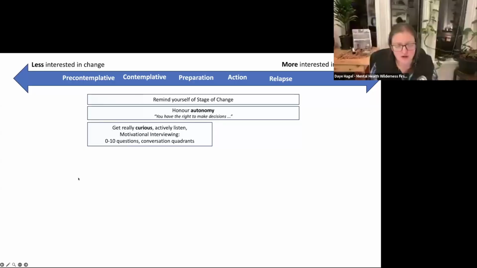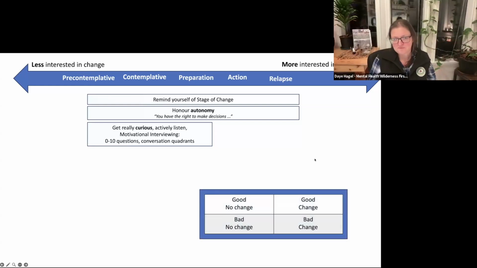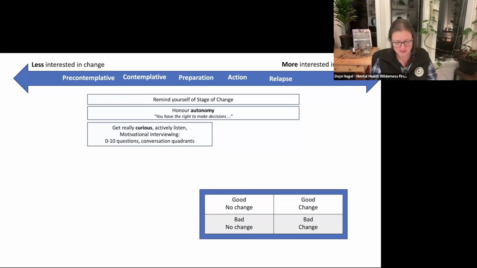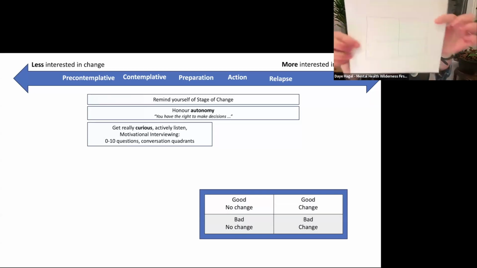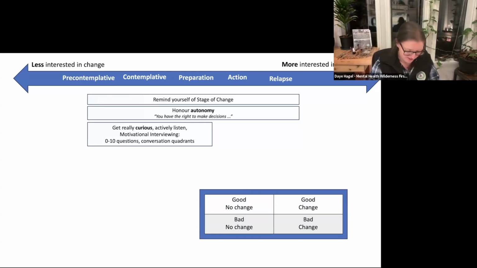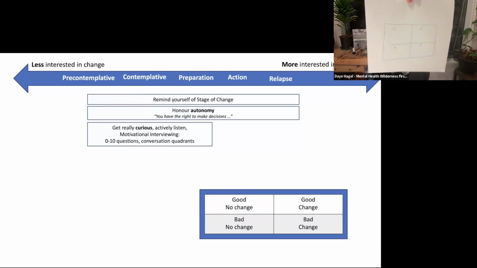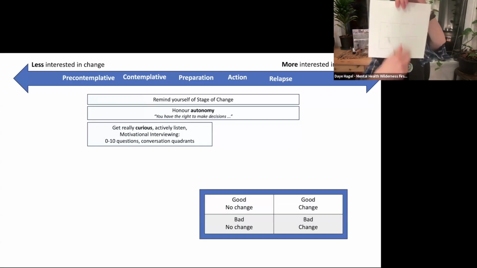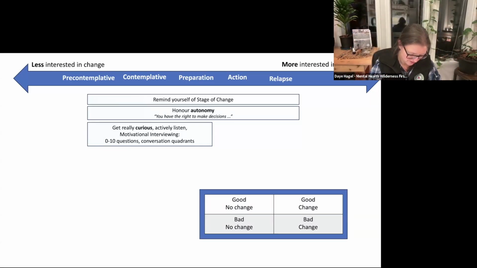Another thing that we could do with our conversation topics are quadrants. This is something called conversation quadrants, where you can sketch this out if you have a piece of paper in front of you, because if you do that, it'll get in your muscle memory. So what you're going to do on your piece of paper is just draw a box, and you're going to draw lines through the box, okay? And then across the top of the box, you're going to write good, and then on the bottom, you're going to write bad. And then now you're going to do the columns, okay? The first column is going to be no change, and the second column is going to be change.